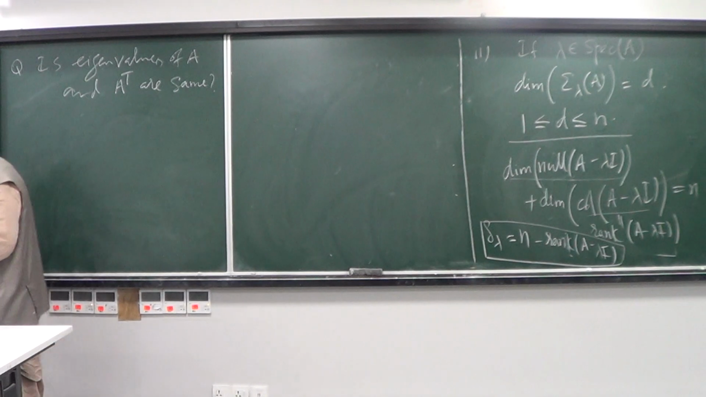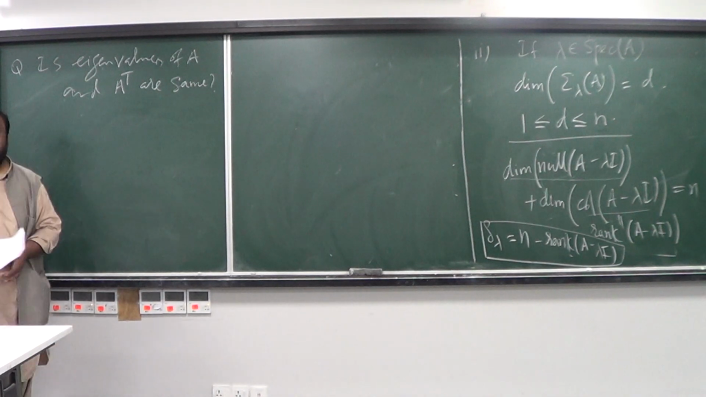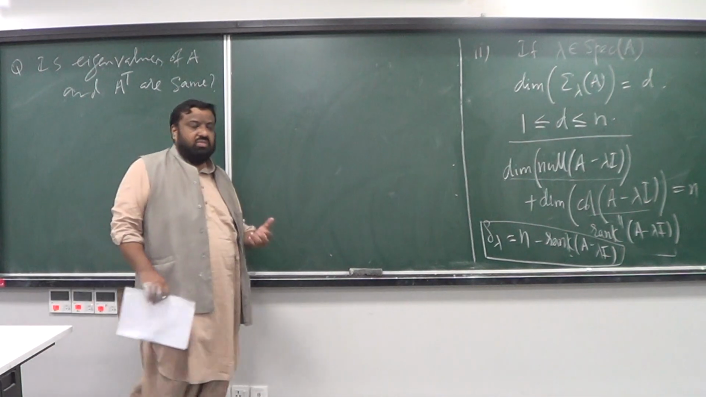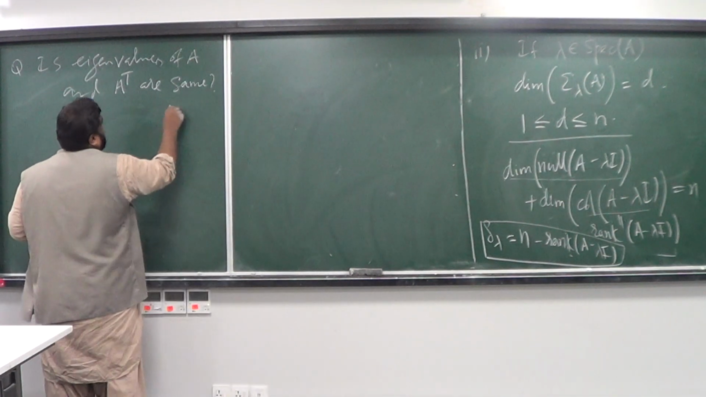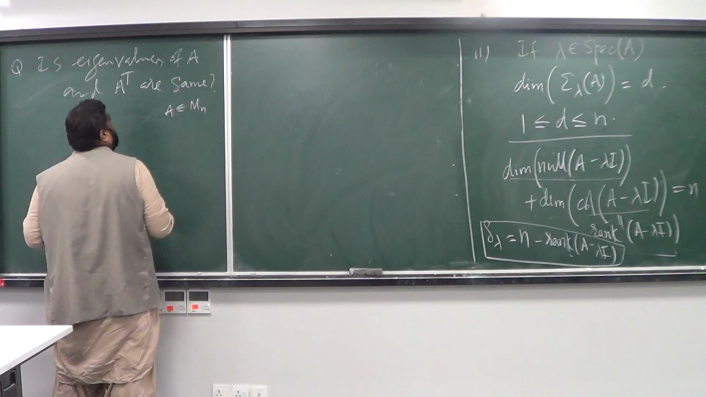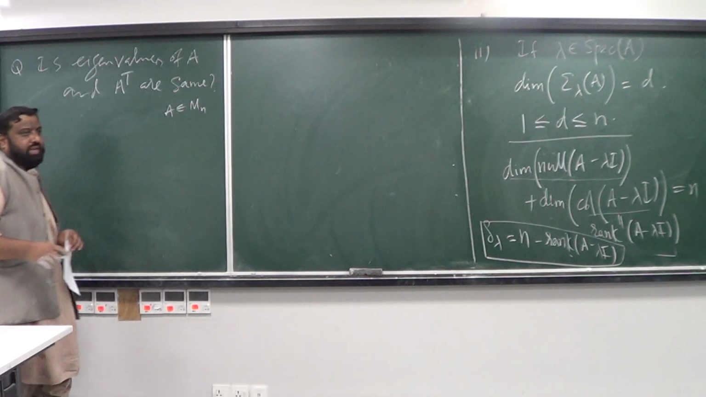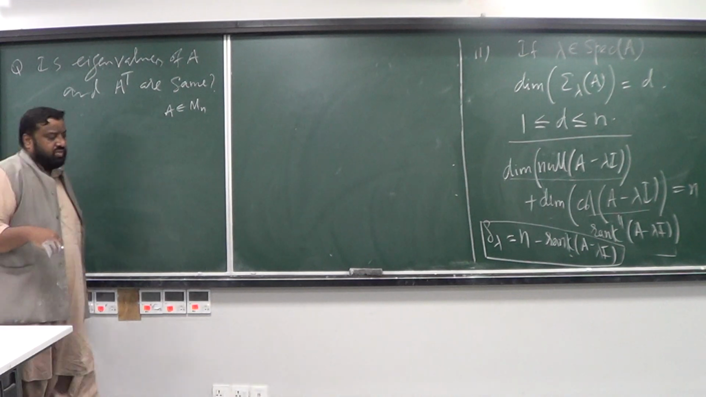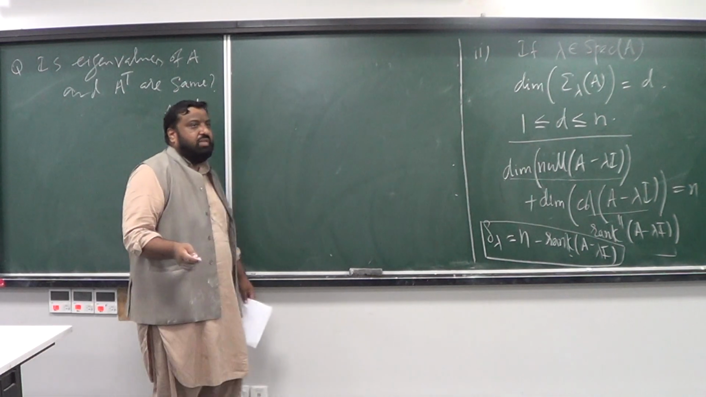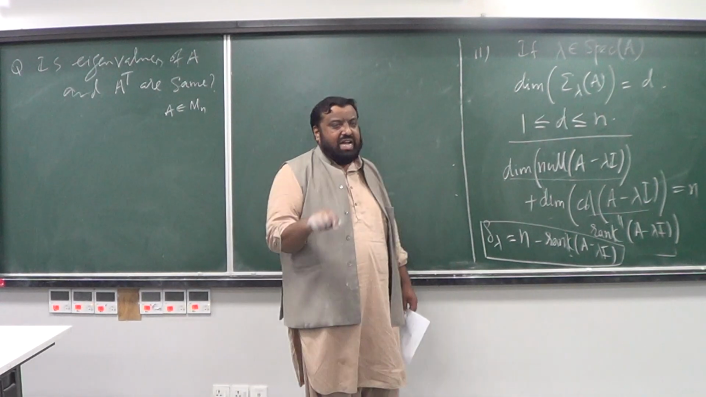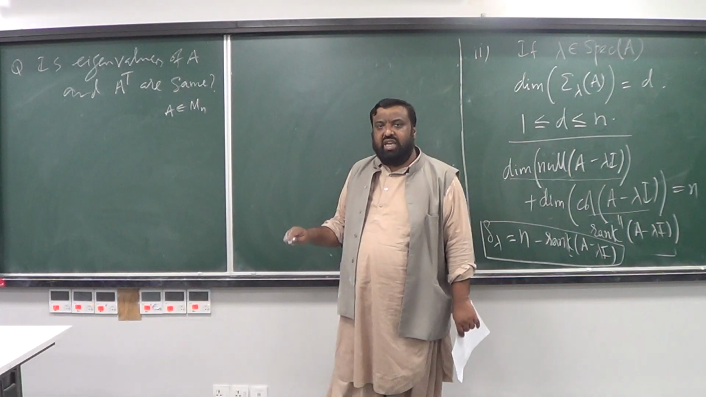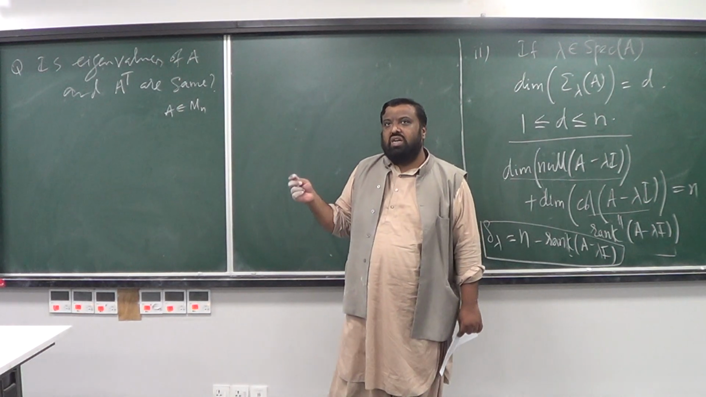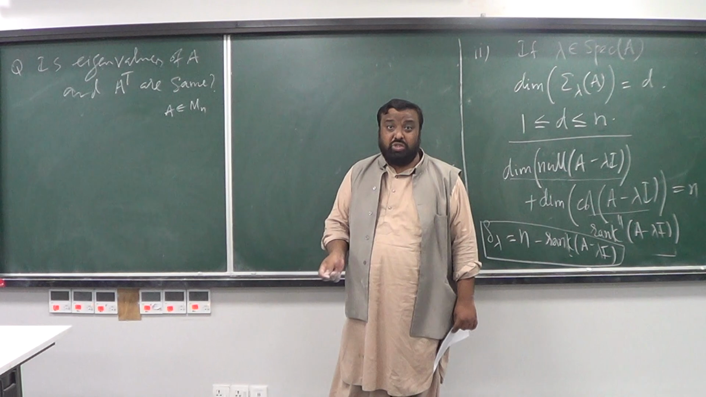Okay, so are the eigenvalues of matrix A and A transpose the same? The answer is yes, actually. Obviously the matrix A is an n by n matrix, a square matrix. In our previous lecture, the first result that we proved was that if lambda is an eigenvalue of the matrix A, it is also an eigenvalue of the matrix A transpose.